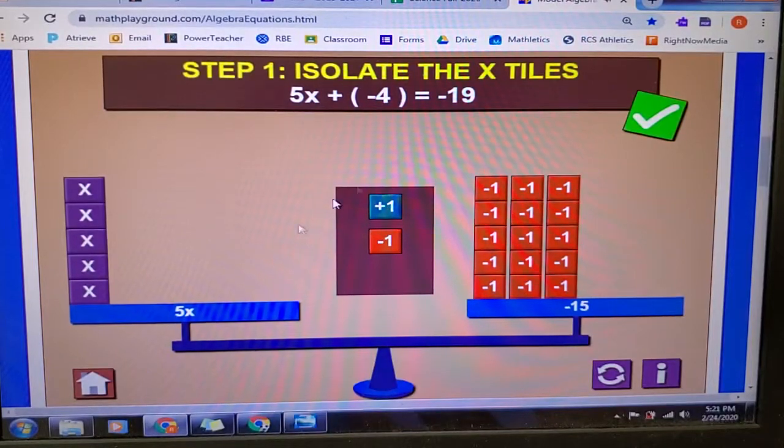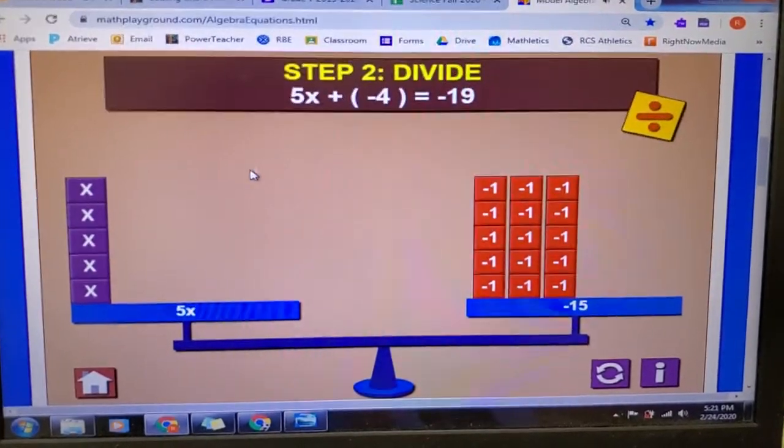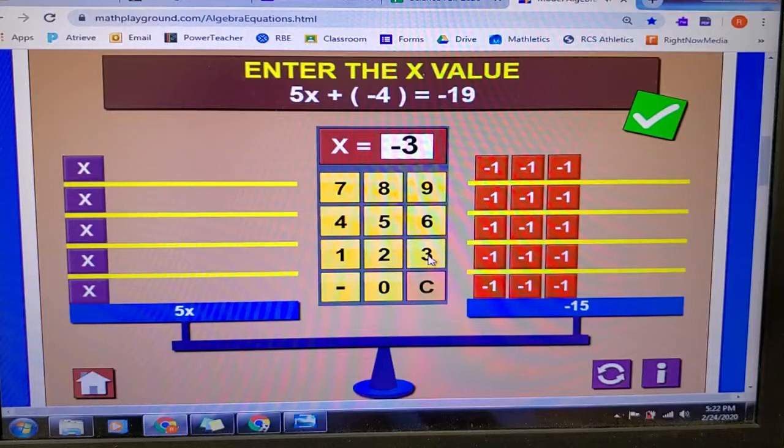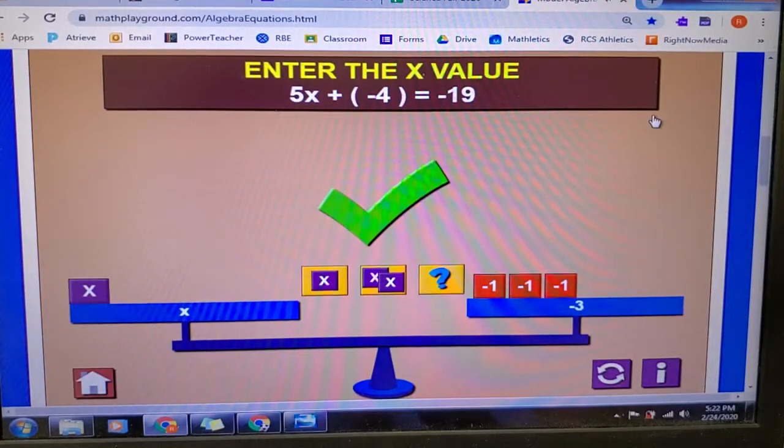Now that I've gotten rid of that, I have 5x is equal to negative 15. What I need to do now is divide by this coefficient, this 5. So I'm going to split these x's up so that there's just 1 in each group. And when I do that, I also split it up on the right side. And you'll notice that I made 5 groups. And if I take this negative 15 and split it up into 5, also known as dividing by 5, how many are in each group? There's 1, 2, 3. So it's going to be negative 3. That's my answer here. So x is the same thing as negative 3.